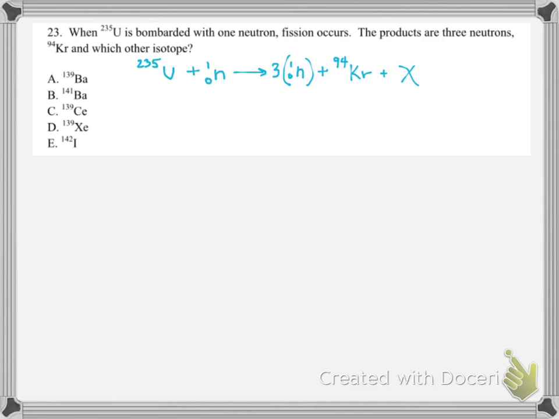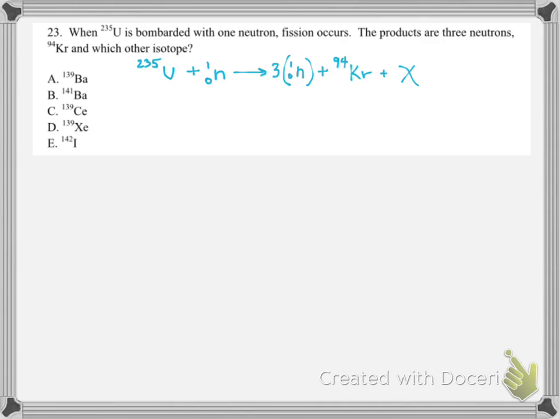Okay, for number 23, we have another nuclear problem, except in this one, we're trying to figure out what the product of a fission event is. So we're starting with uranium-235, hitting it with a neutron, and out of that we get 3 neutrons, some krypton, and then some unknown.